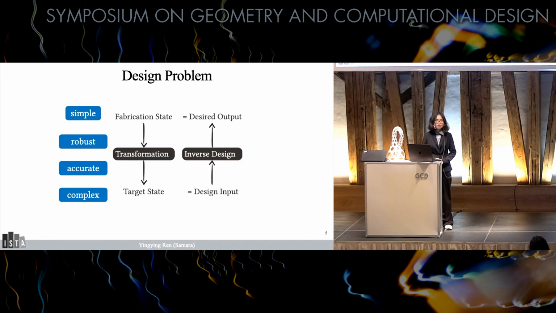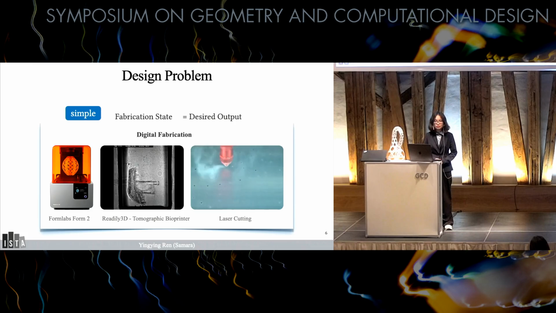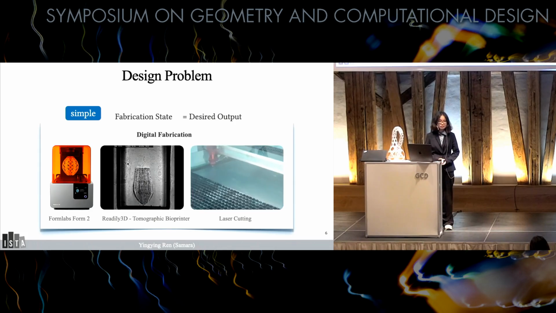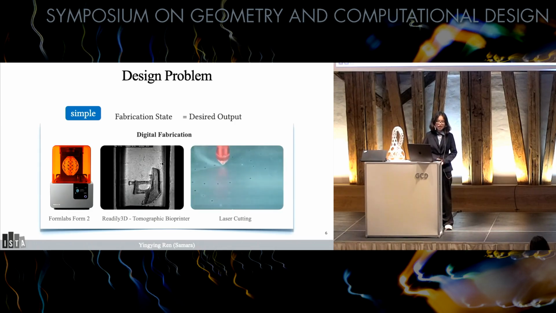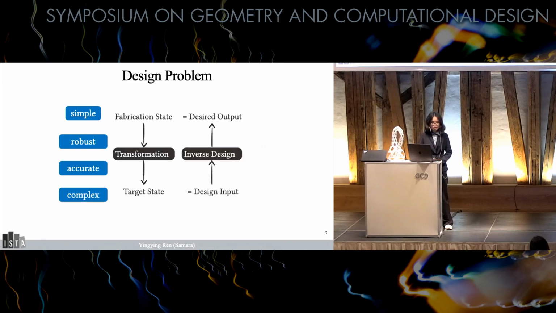We generally have a lot of freedom in choosing the fabrication state. Thanks to digital fabrication technologies such as 3D printers and laser cutters, even very complex geometric shapes can be considered as simple to fabricate. And the challenge really lies in what is the fabrication state that we want? How do we compute the optimal fabrication parameters so that the structure already encodes the transformation process and the target state? Unfortunately, this is a very hard problem to solve.